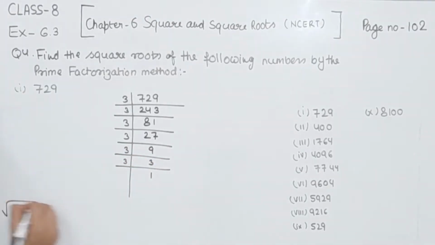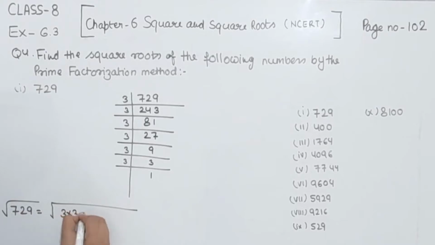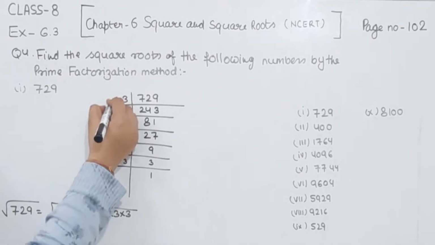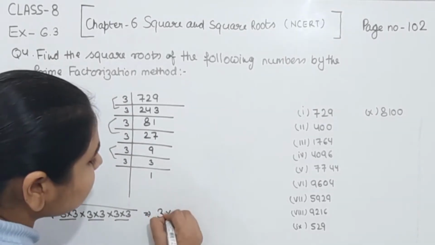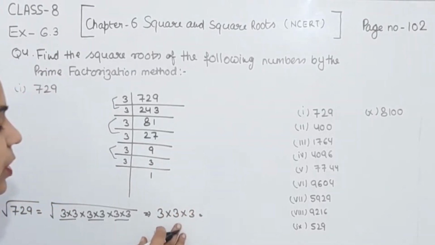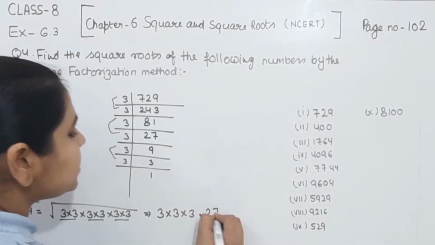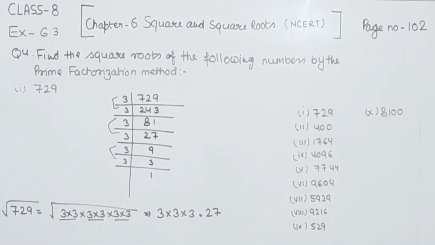First of all, I am going to write here root 729 is equal to the factors we have: 3 multiplied by 3 multiplied by 3 multiplied by 3 multiplied by 3 and 3. We have 1, 2 and 3 pairs. So we have 3 pairs. That means we take 3 numbers up. Now 3 3s are 9, 9 3s are 27. So root 729 is equal to 27. This is part 1.